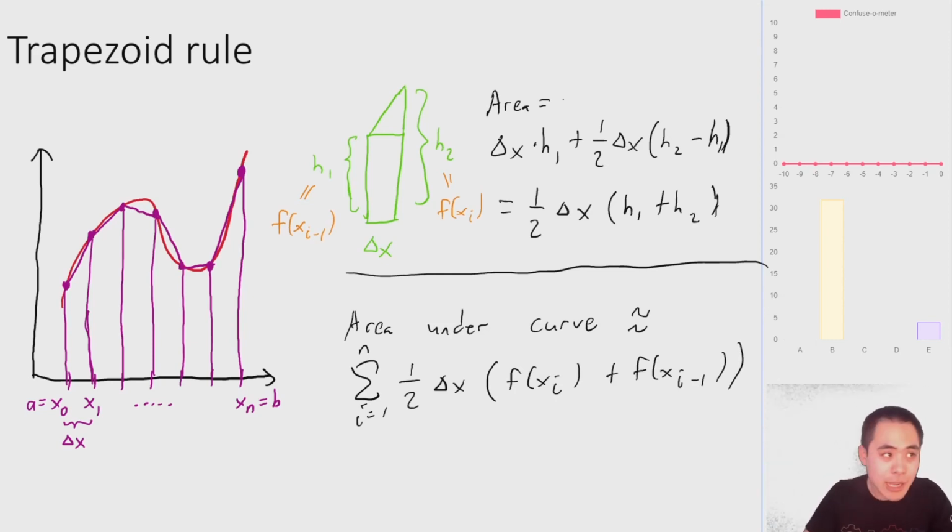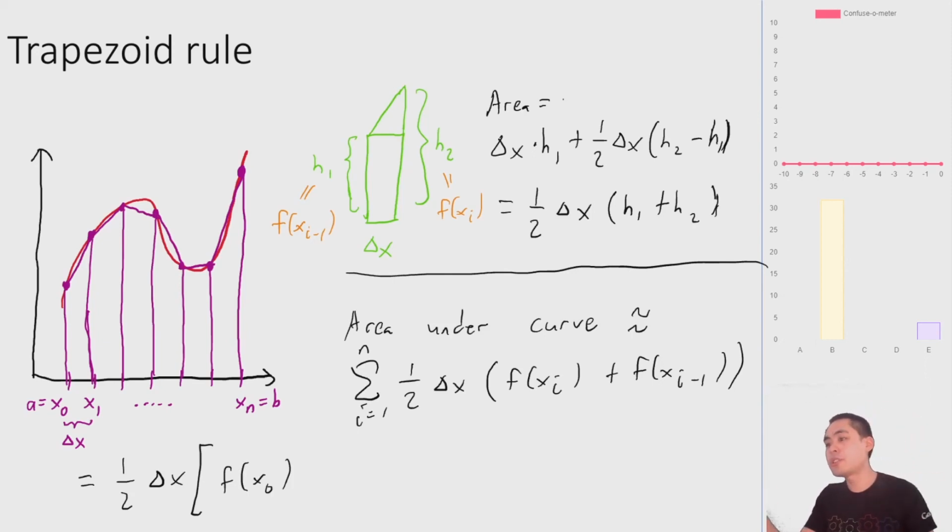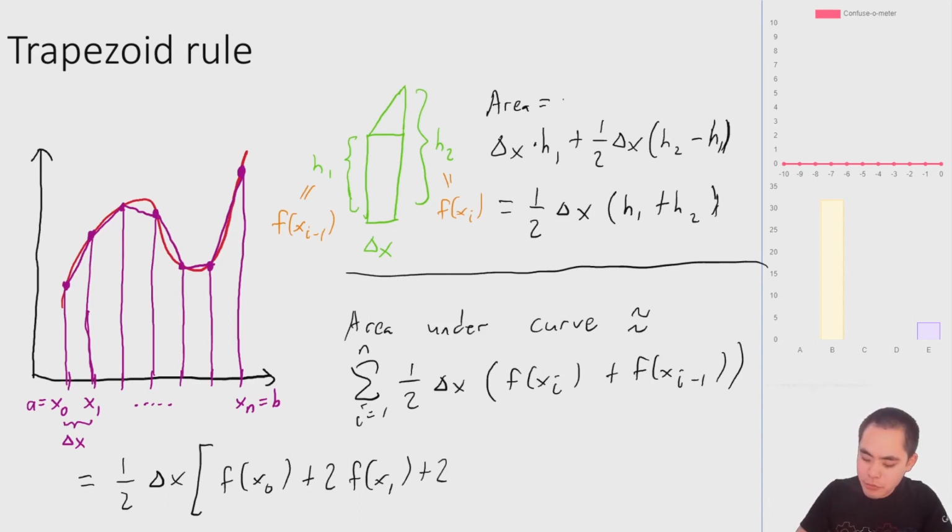And if you write this all out, it turns out that's going to be 1/2 delta x times f of x0, because even though we're starting with i equal to 1, we have a term of f of xi minus 1, and if i is equal to 1, then that's f of x0. But then we have two terms of f of x1, because we have the term from i equal to 1 of the f of xi, and then we have the term from i equal to 2 of f of xi minus 1. And you have two terms of all these other ones.